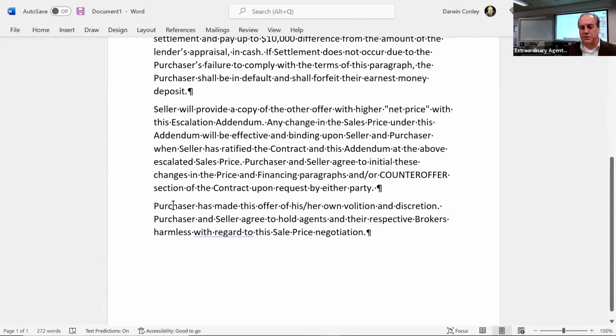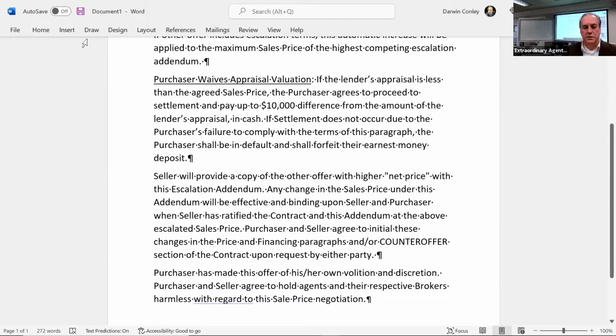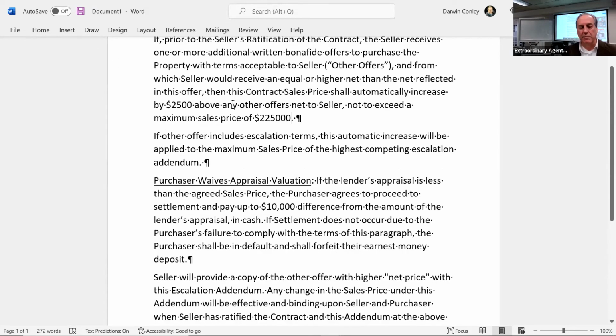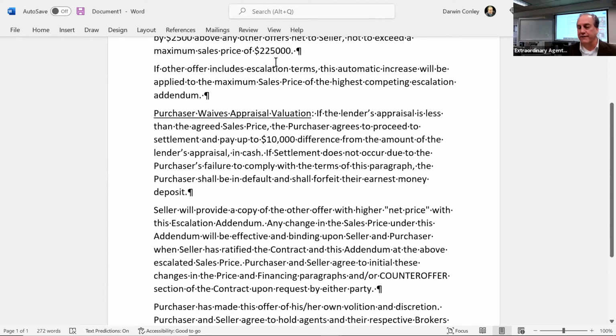Purchaser is made of his own volition and discretion. Purchaser and seller agree to hold agents and their respective brokers harmless with regard to this sale price negotiation. So it's a simple document to be able to use. And the only thing that we need to remember is to make sure that we fill in the proper blanks where the X's are and to eliminate one of the two paragraphs that are there.